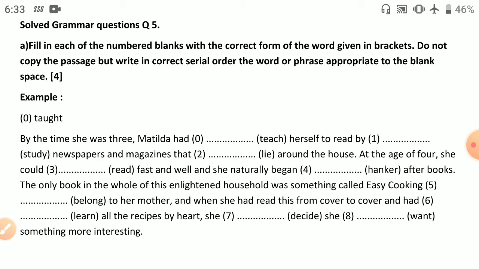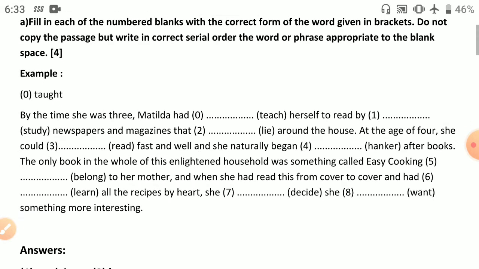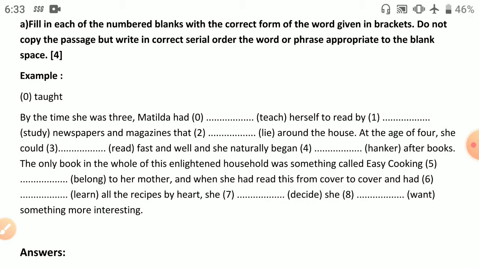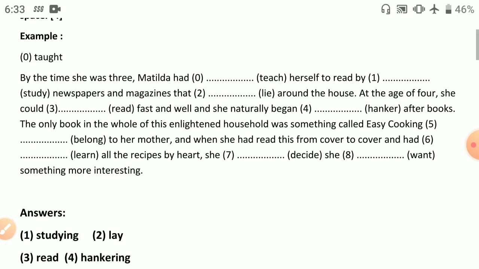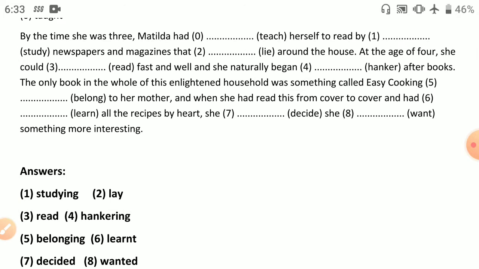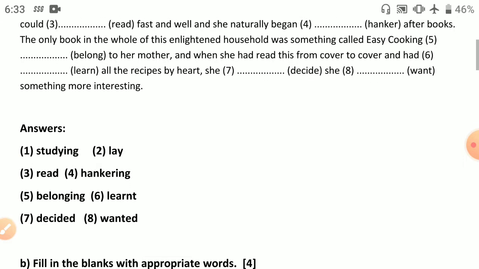The only book in the whole of this enlightened household was something called Easy Cooking, belonging to her mother. When she had read this from cover to cover and had learned, that is in past tense, learned all the recipes by heart, she decided she wanted something more interesting. So here goes the answer. You can see.